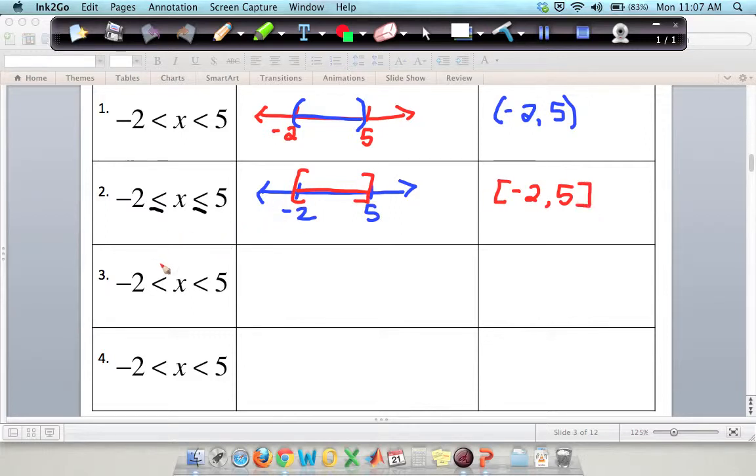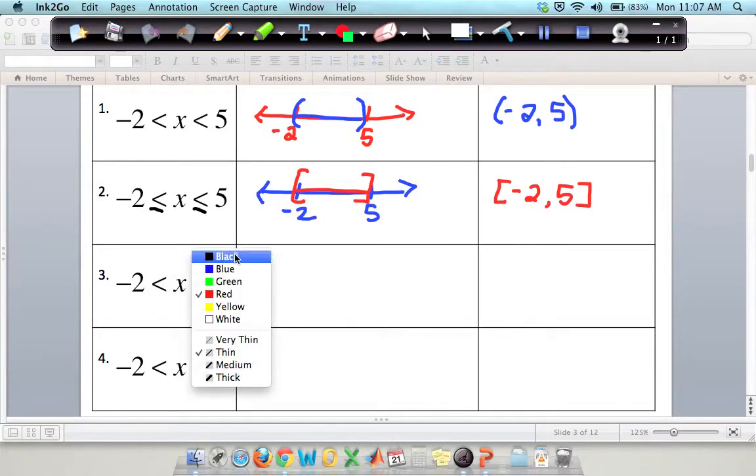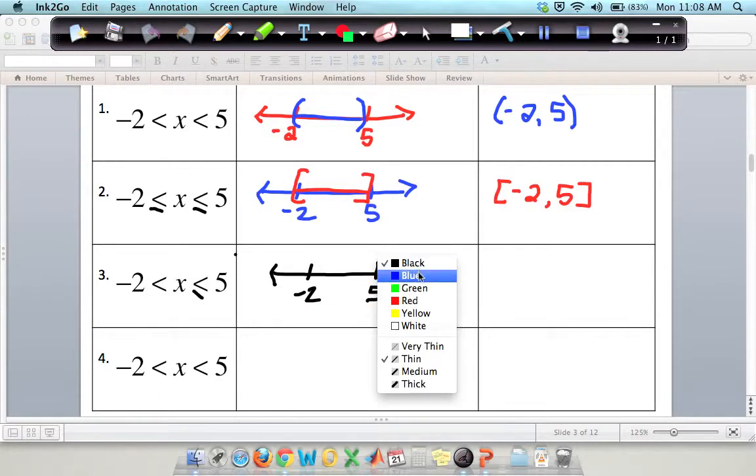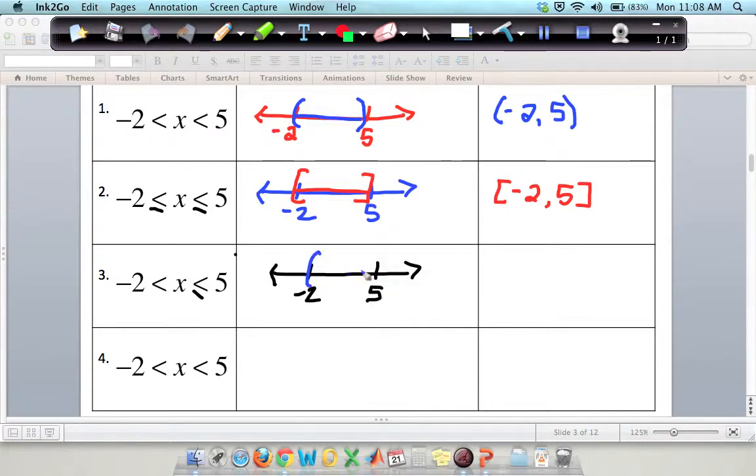And then the other thing is that you can have a mixture. So let's say x is greater than -2 and less than or equal to 5. So I'm going to put my number line. I'm going to plot -2 and 5. And in this case, we're going to have a parentheses at -2 and a bracket at 5. And it's all numbers in between there. So highlight there. So this would be parentheses -2 to 5 bracket.